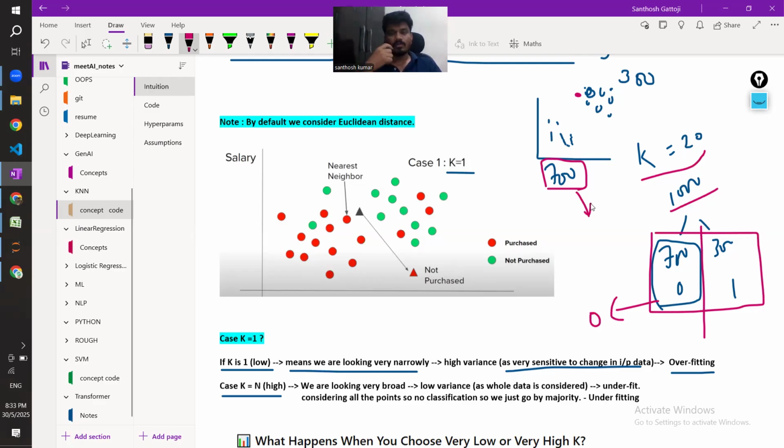Clear. So that is also not a good thing, right? That means there is underfitting. Here we are looking very broad. So no variance, the whole data is considered. Consider all data points, so no classification. We just go by the majority, which is underfitting. So k equal to very low is also not a good thing, and k equal to very high is also not a good thing. Then you need to loop through, find out the accuracy and find out. Okay? Clear.